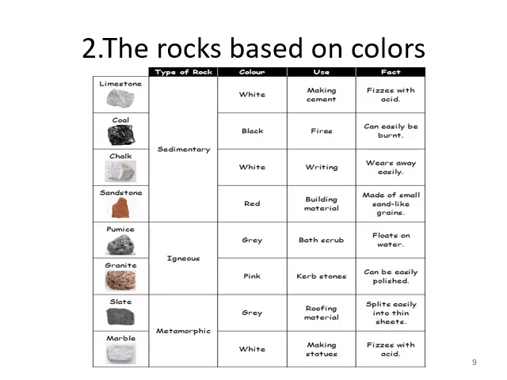Slate is an example of metamorphic rock which appears grey in color. It is also used in making roof materials. It splits easily into thin sheets. Marble, which is an example of metamorphic rock, appears white in color. It is usually used in making statues and it also fizzes with acid.